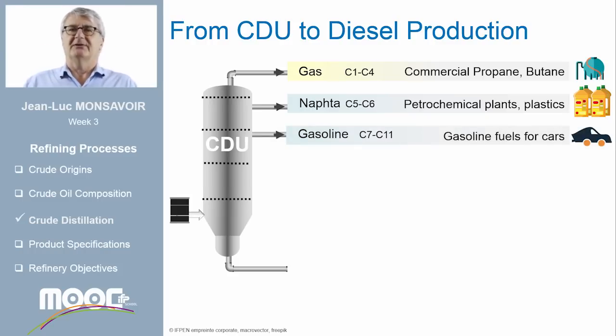Next, we have the gasoline cut. It's composed of hydrocarbon with 7 to 11 carbon numbers. This cut is the base for the gasoline fuels used for spark ignition engines.